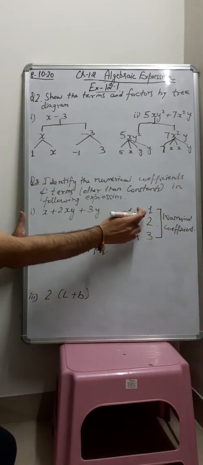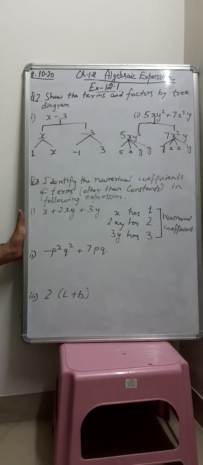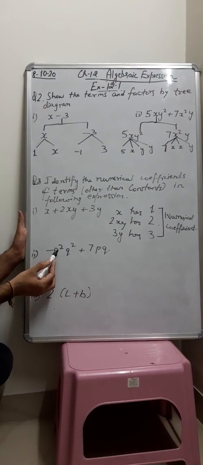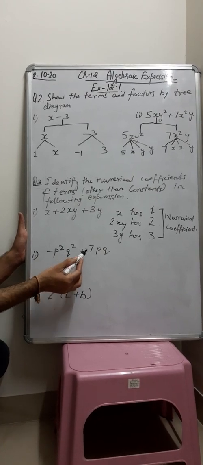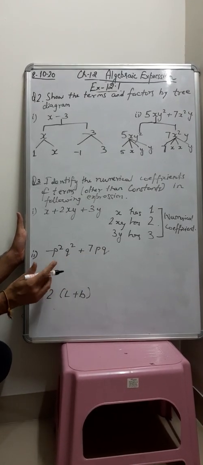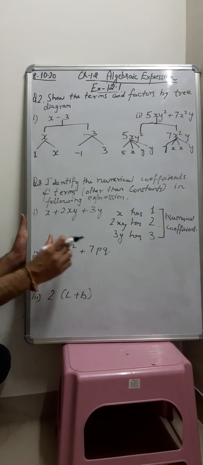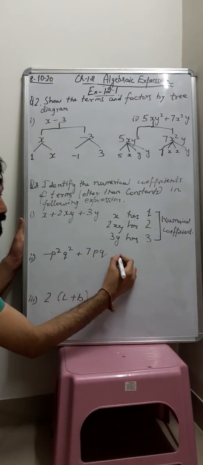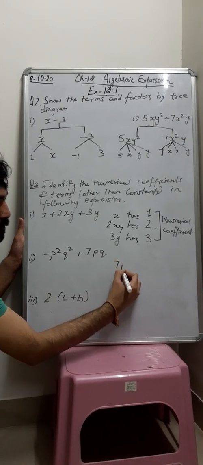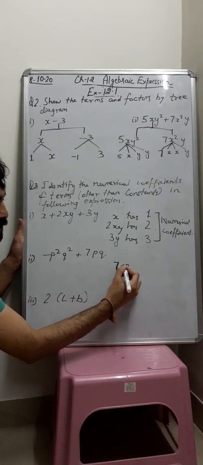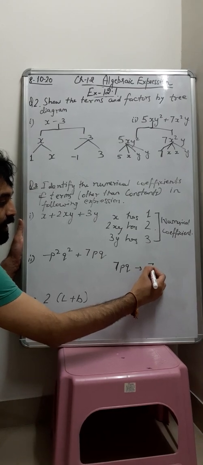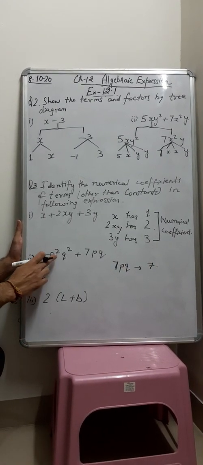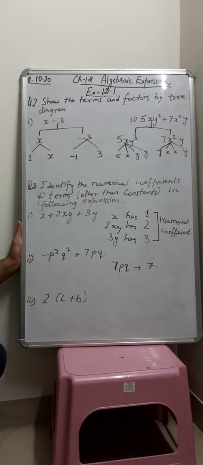These all, 1, 2 and 3, are numerical coefficients. Now next, again there are two terms: minus p square q square plus 7pq. Out of these two terms, only one term has a numerical coefficient, that is 7pq. The 7pq has 7 as its numerical coefficient. The first expression doesn't have any numerical coefficient.